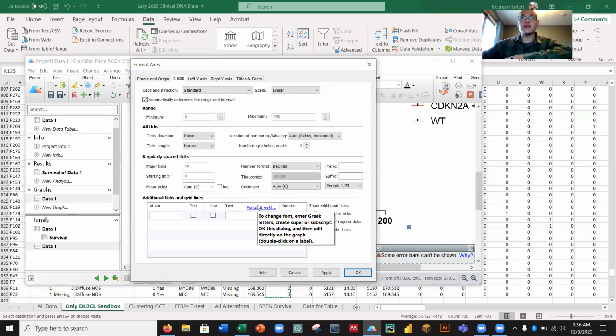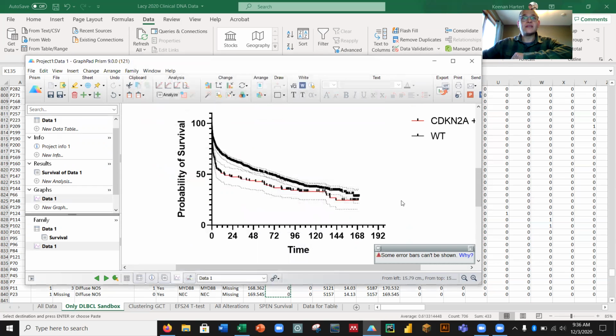You can leave this, but I usually like to change it so major ticks are at 24, because this is more of a year-by-year basis. And 24 is good because that's our EFS 24. So at EFS 24, if you have this alteration, you're only at about a 45% chance of making it 2 years, versus if you don't have this alteration, you're closer to 65-70%.